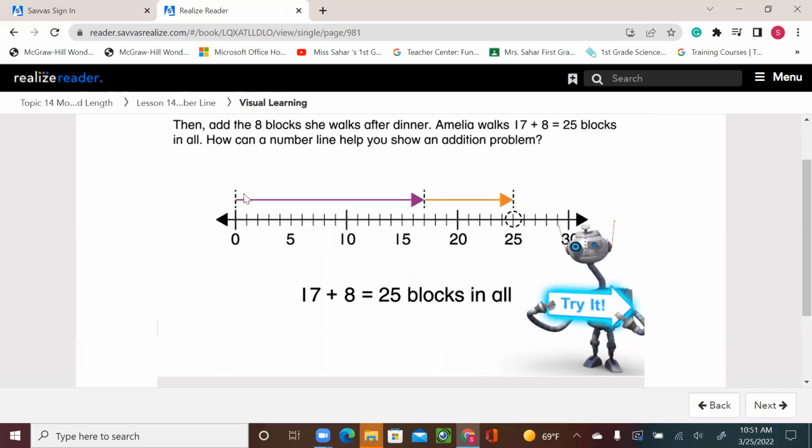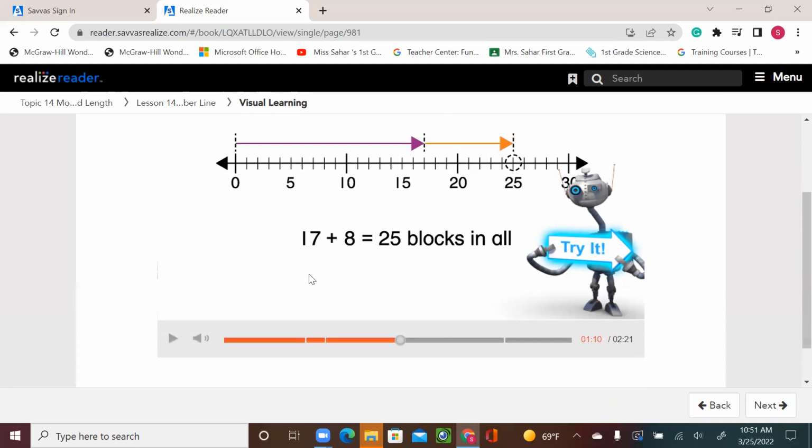All right. So first, when we measured the first part that Amelia walked, the first blocks, there were 17. I start from the 0, as you see, and go all the way to 17. So I know this is 15, add 2 more, 16, 17. So that's where she walked before dinner. And then after that, she added 8 more. So I start from where my arrow stopped, which is 17, and count 8 more. And that's where we land, on 25. So the open number line shows me the numbers and helps me to add and find the steps or the jumps that Amelia used.